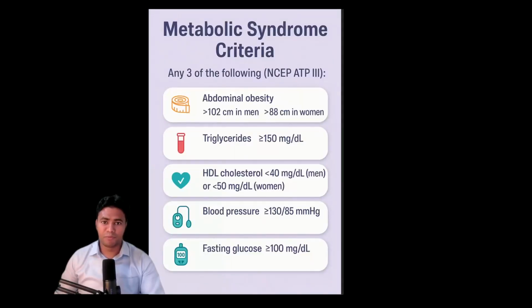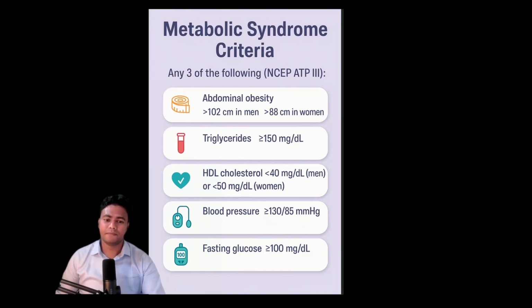Welcome back to MedSparkle. Today, we are breaking down a high-yield clinical concept that shows up in MRCP, FCPS, and also in our everyday clinical practice: metabolic syndrome. Now, what is it? Why does it matter? And how do you diagnose it in under 30 seconds? And obviously, how to manage those patients.